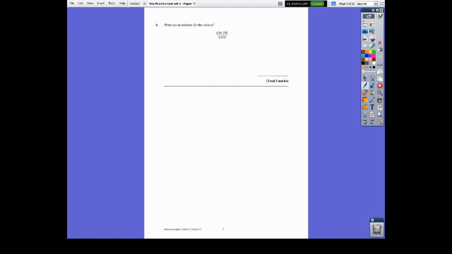Question 6. Estimate the value of 6.8 times 191 divided by 0.051. When we are estimating, we need to round everything to one significant figure. So 6.8 will become 7, 191 will become 200, and 0.051 will become 0.05. If we work out the top first, 7 times 200 is 1,400 divided by 0.05.